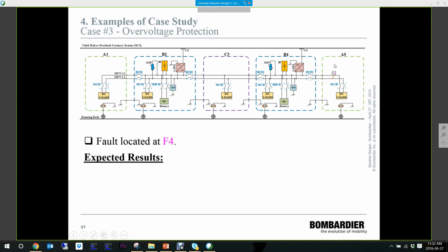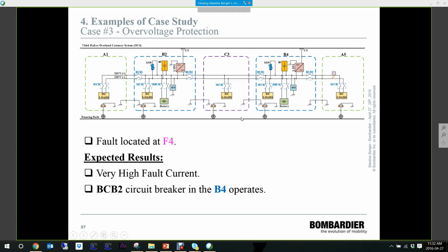What we see here is that we are now doing a fault at F4. And why we do a fault here is because this circuit breaker, BCB2 in the B4 car, will see the fault contribution of both LVPS and both batteries. So it is going to have to interrupt a high fault current. So we're expecting the circuit breaker to operate in its magnetic region because, again, there is a lot of fault current. And in this case, we're expecting to have a maximum transient overvoltage because we have the maximum energy stored in all the inductance of the system.